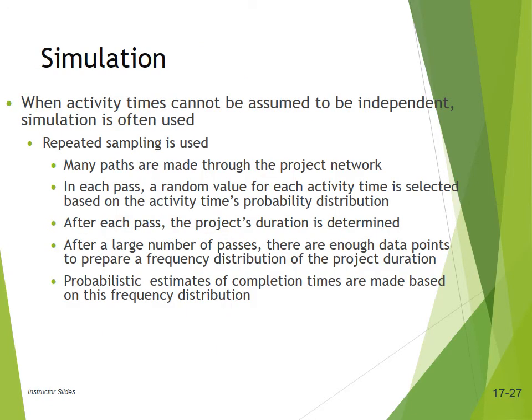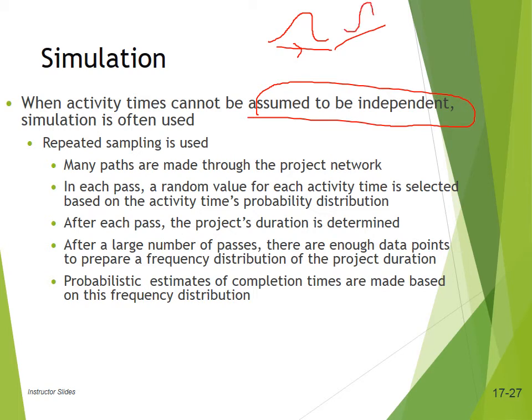Simulation. When we consider probabilistic time, and when the activity time cannot be assumed to be independent, okay, so if one changes the other will change. It's both probabilistic and dependent. So in that case, to solve the network mathematically becomes a big challenge. So we might use a simulation technique where the time of this path can vary based on a specific range, and also this path can vary based on a range.